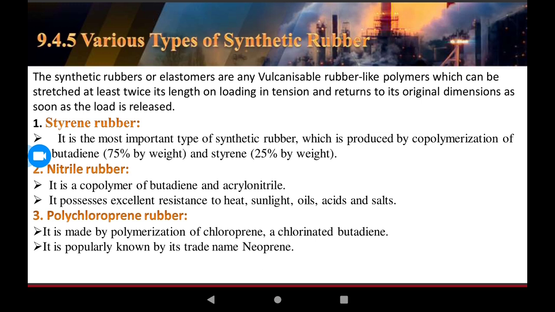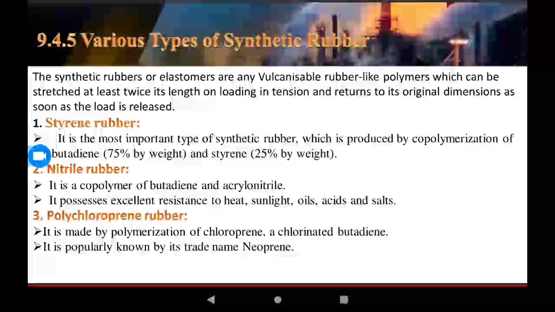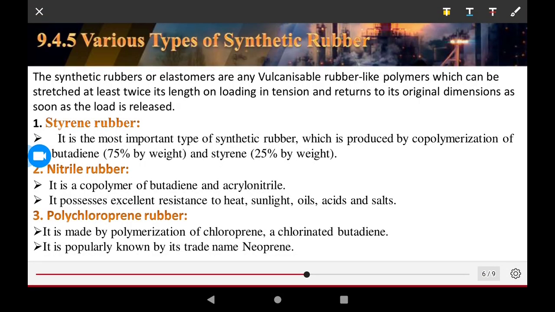Synthetic rubbers are elastomers, vulcanizable rubber-like polymers which can be stretched to twice their length under tension and return to their original dimensions when the load is released. The properties of synthetic rubber are related to the application of the rubber.